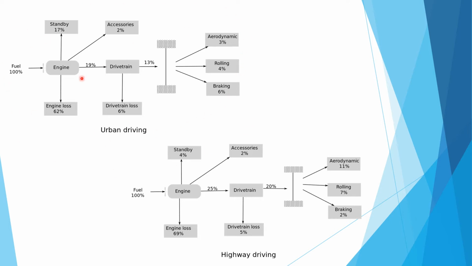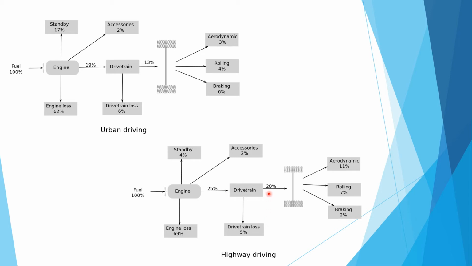After 100% of fuel burning inside the engine, 4% goes for standby, 69% goes for engine loss, and 2% goes for the exercise, and the rest 25% goes for the drivetrain. Then this 25% of drivetrain is divided into two parts. One is 5% and another is 20%.